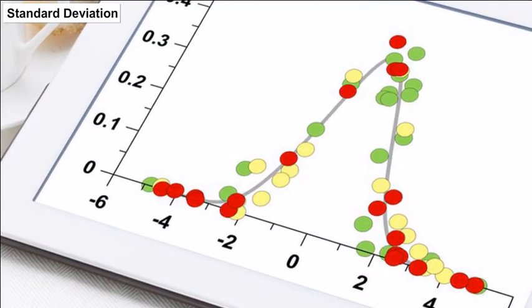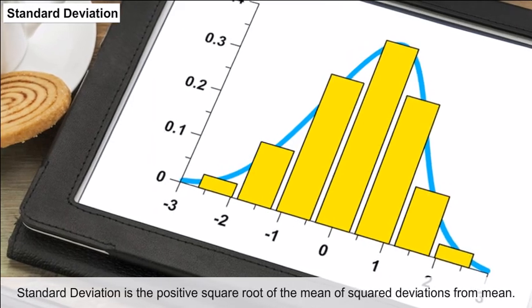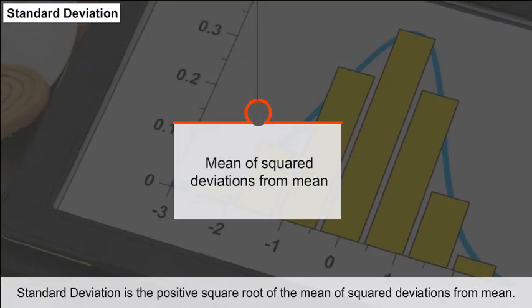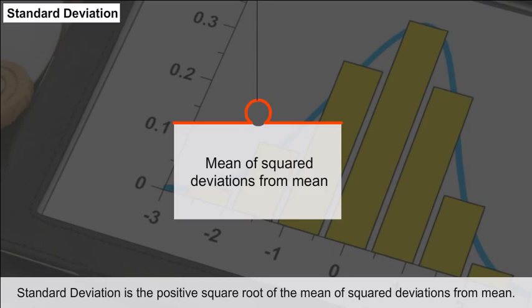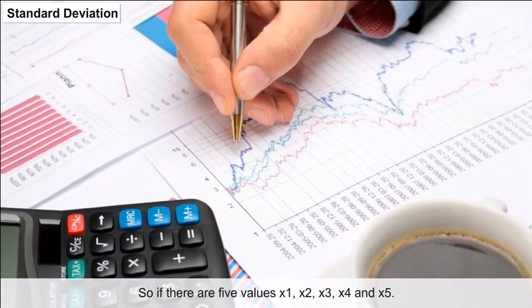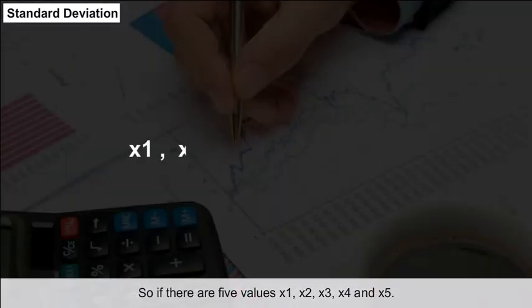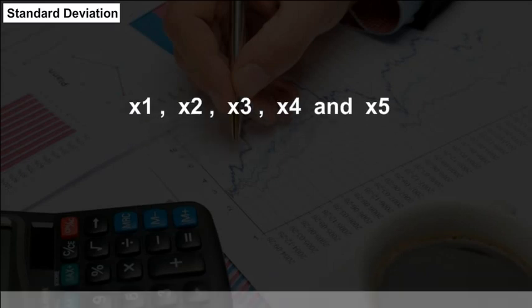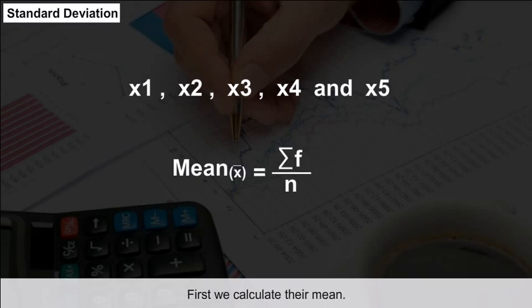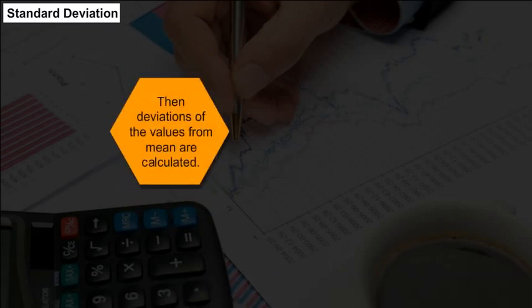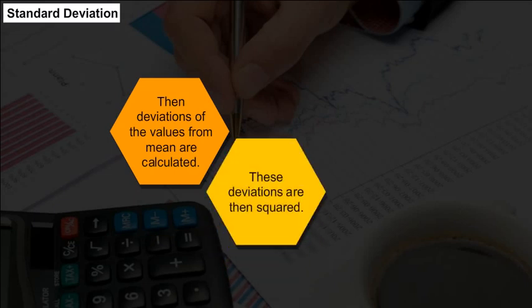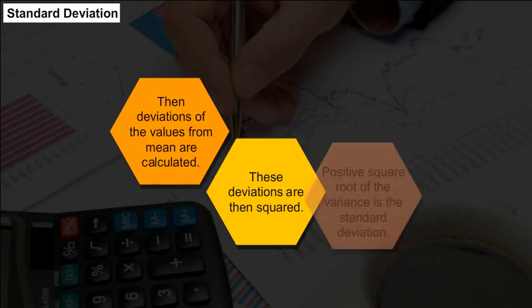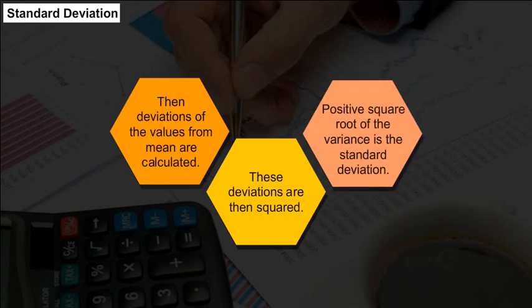Standard deviation. Standard deviation is the positive square root of the mean of squared deviations from mean. So, if there are 5 values x1, x2, x3, x4 and x5, first we calculate their mean. Then deviations of the values from mean are calculated. These deviations are then squared. Positive square root of the variance is standard deviation.